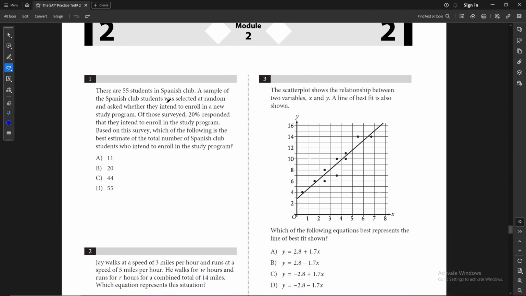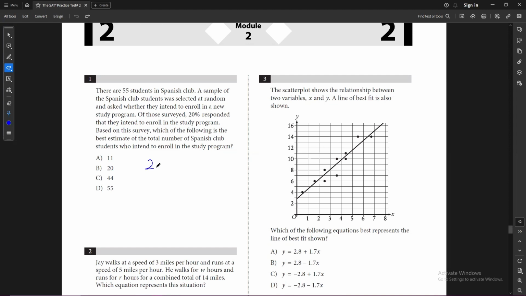There are 55 students in the Spanish club. A sample of Spanish club students was selected at random and asked whether they intend to enroll in a new study program. Of those surveyed, 20% responded that they intend to enroll in the study program. Based on the survey, which of the following is the best estimate of the total number of Spanish club students who intend to enroll in the study program?